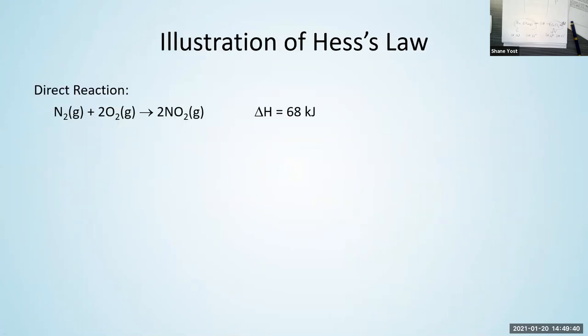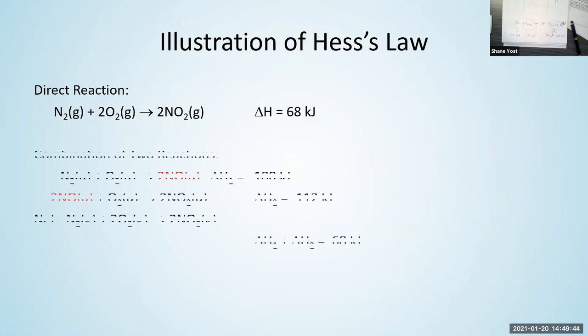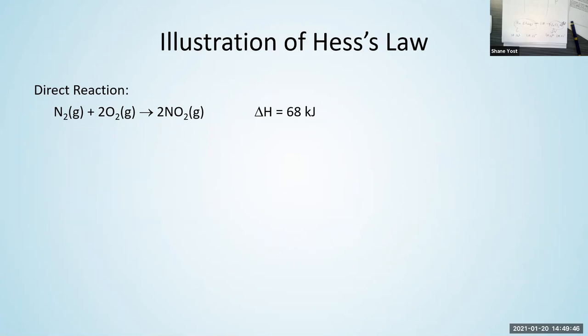Talking about an example of that. So let's say this is the reaction I'm interested in. Let's say I didn't know what that enthalpy change was, and I was just like, hey, what is the enthalpy change for this chemical reaction?